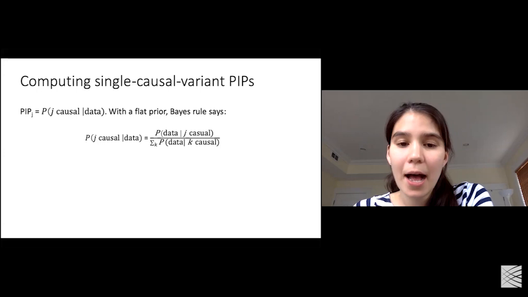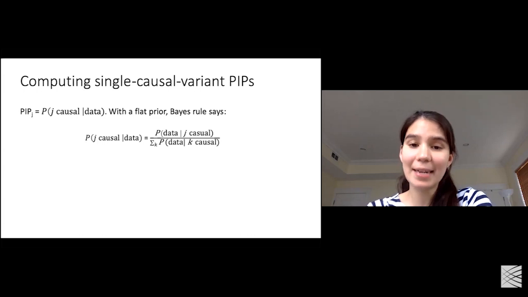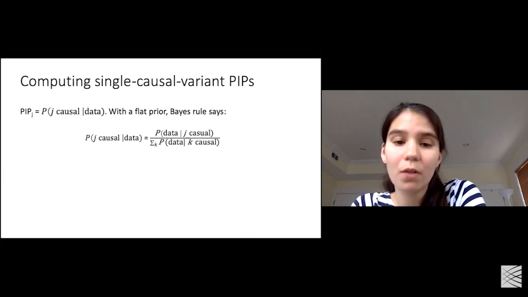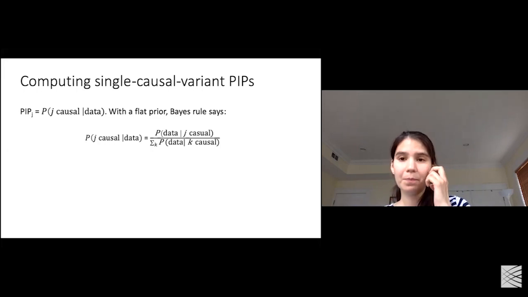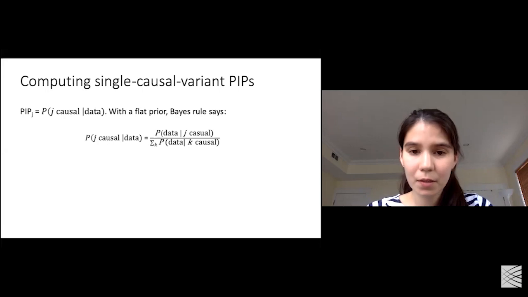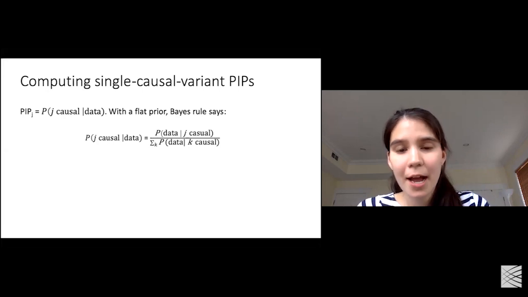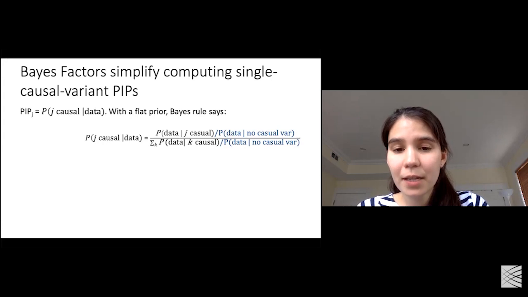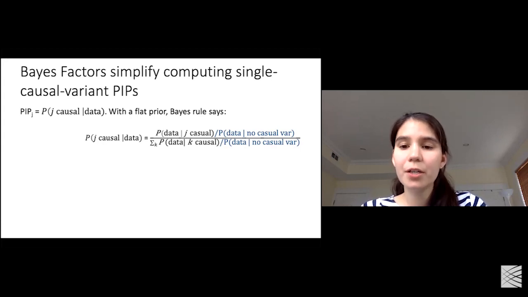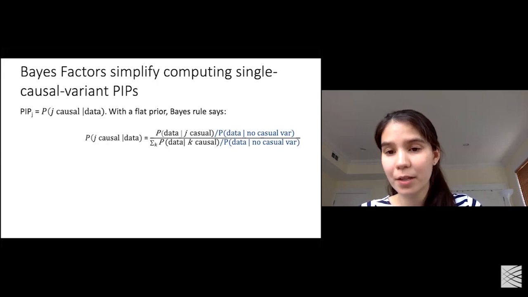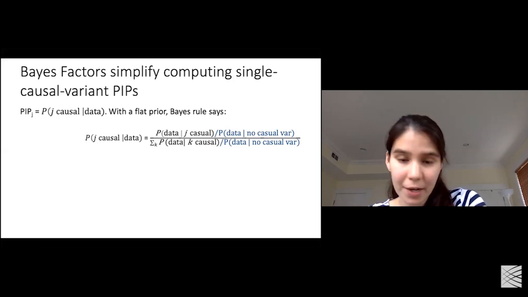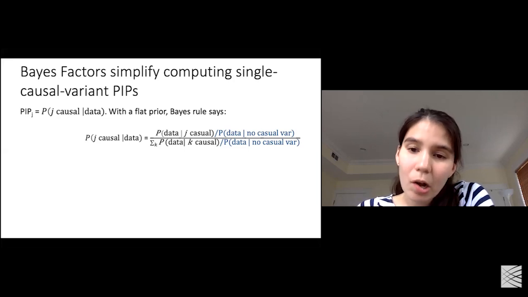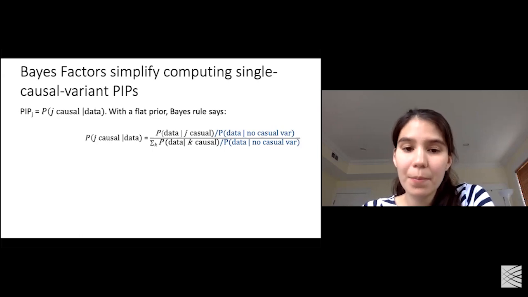And so then Bayes' rule allows us to rewrite this probability as the probability of the data given that J is causal divided by the sum over all variants in the locus of this probability of the data given that the variant is causal. And this is a pretty straightforward application of Bayes' rule. And then a trick comes in saying that, in order to make the computation easier, let's just divide everything, both the numerator and the denominator, by this null probability, the likelihood of the data under a null model in which none of the variants is causal.